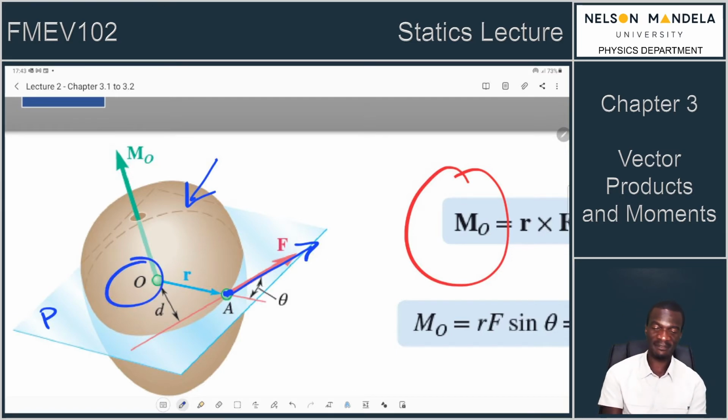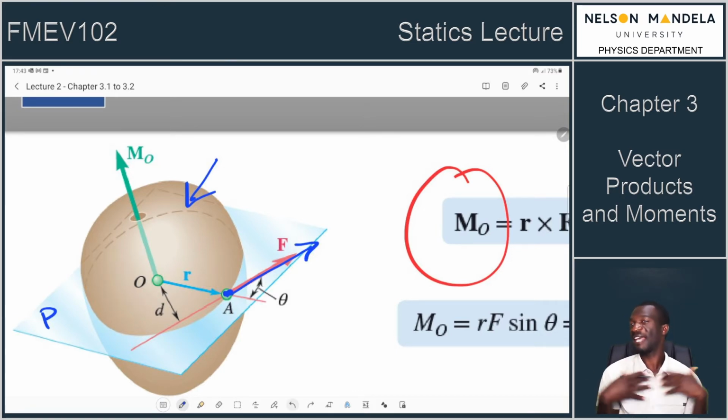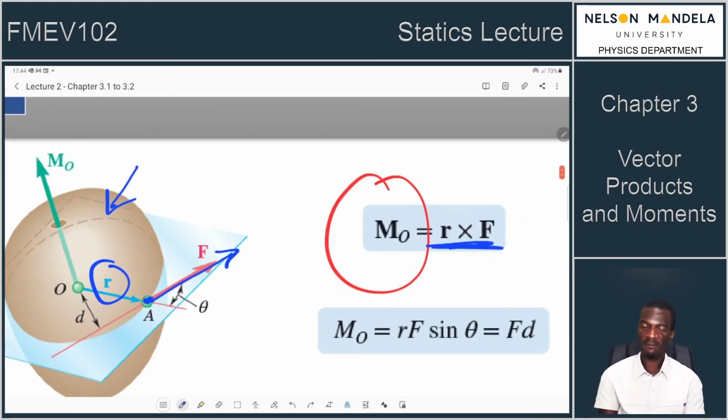We can find the position of the string relative to some origin. We have just decided, okay, let's call this point the origin, or (0, 0, 0) in three dimensions. The position at which that force is acting is R. R is a position vector, so you write it in its vector form. The point A is where we have the force F. The cross product of this position with the force is the moment.